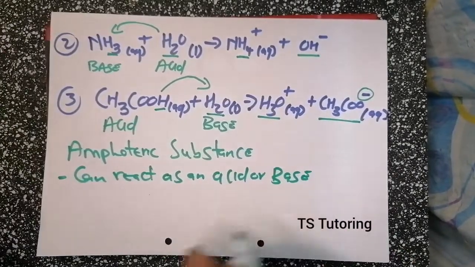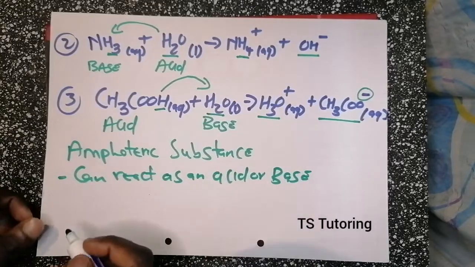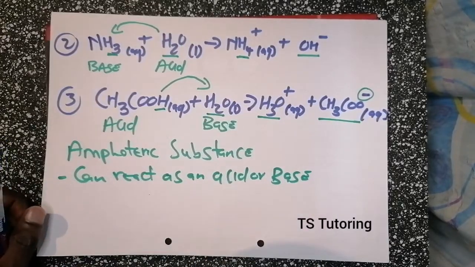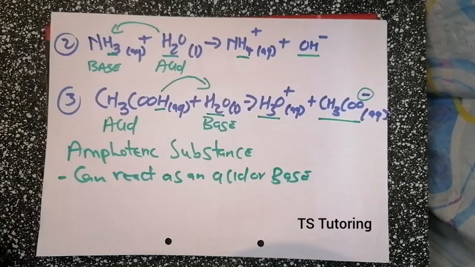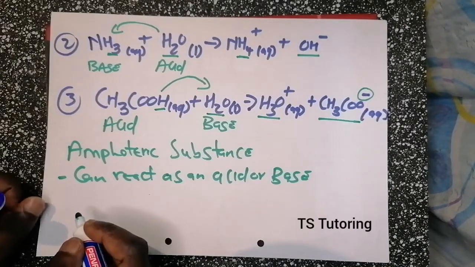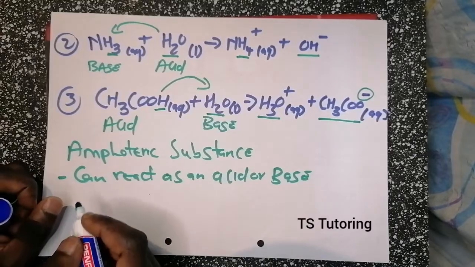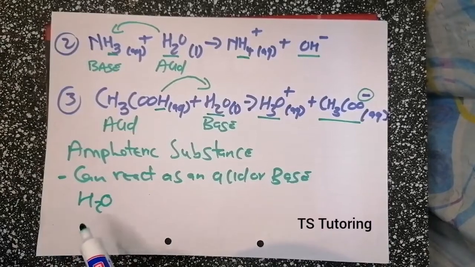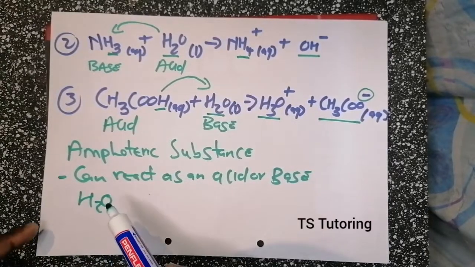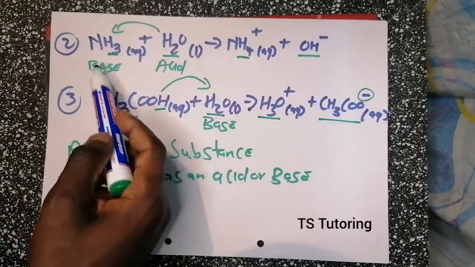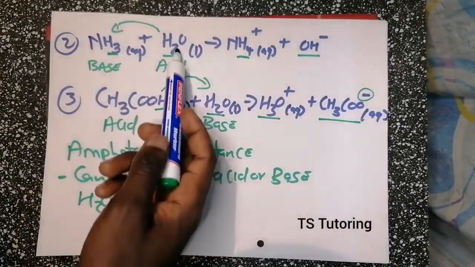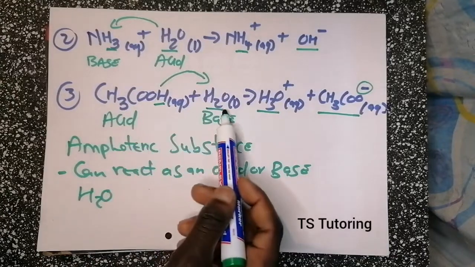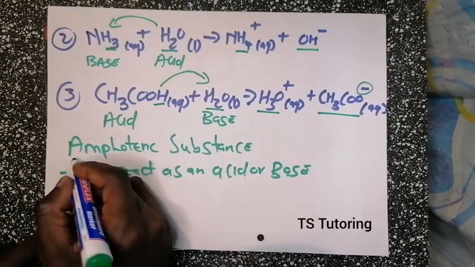You see? So an amphoteric substance can act as an acid or base. And the most common example of an amphoteric substance, or the usual one that we always see, is H2O, right? Water can act as a base or as an acid. Here it acts as an acid. You see it donated the hydrogen to ammonia, but here water acts as a base, so that's an amphoteric substance.